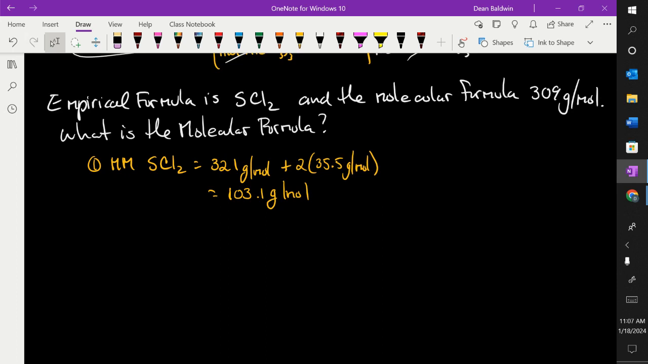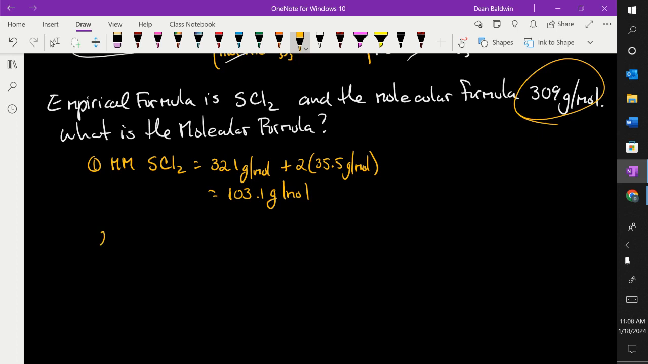Two times 35.5 should be 103.1, right? Does that make sense to everybody? Okay. So then what do I do? How do I find the molecular formula? Yeah. You take the molar mass of the molecular formula, divide it by the molar mass of the empirical, and the ratio is what you multiply by.